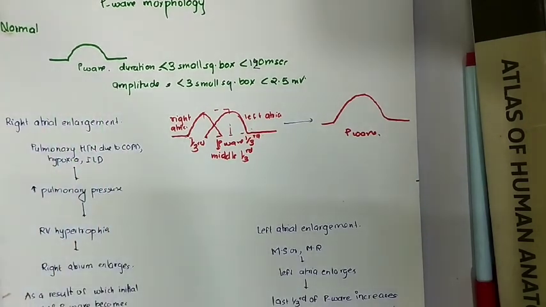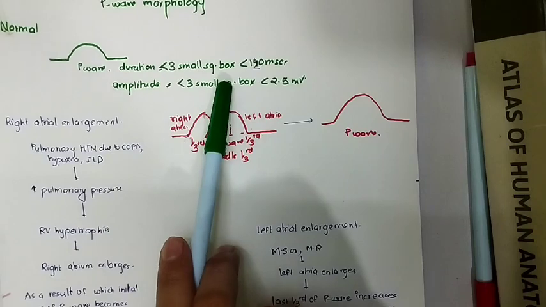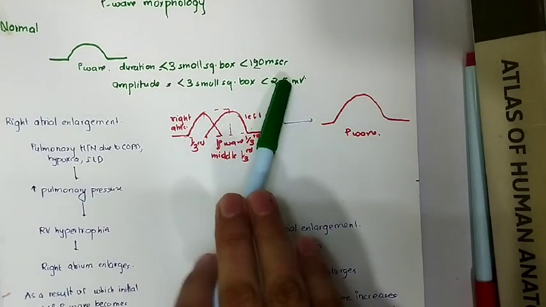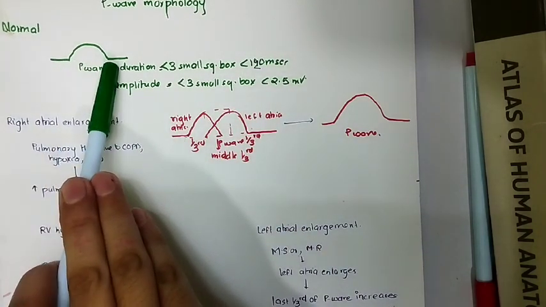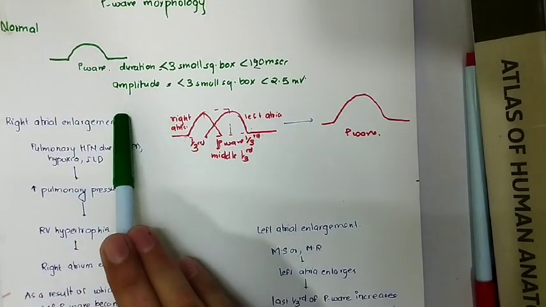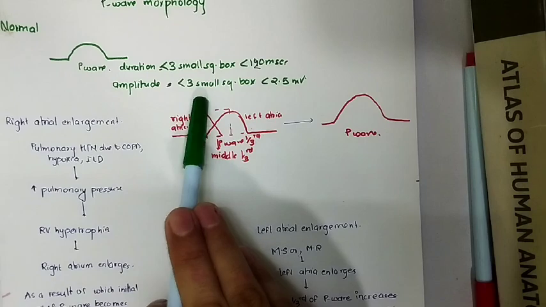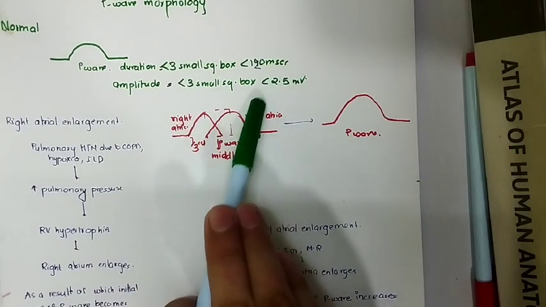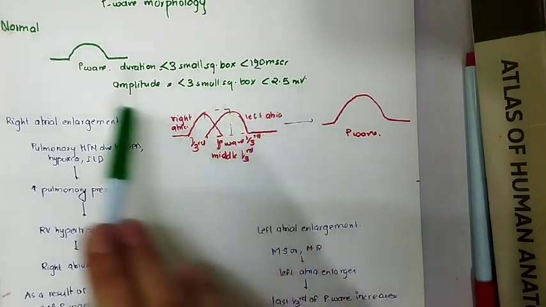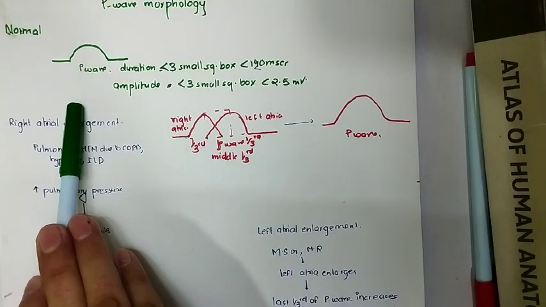So the normal duration of P wave is less than 3 small square box, that is, it is less than 120 millisecond, which is signified in x-axis, and the normal amplitude of P wave is less than 2.5 millivolt, which is represented in y-axis.